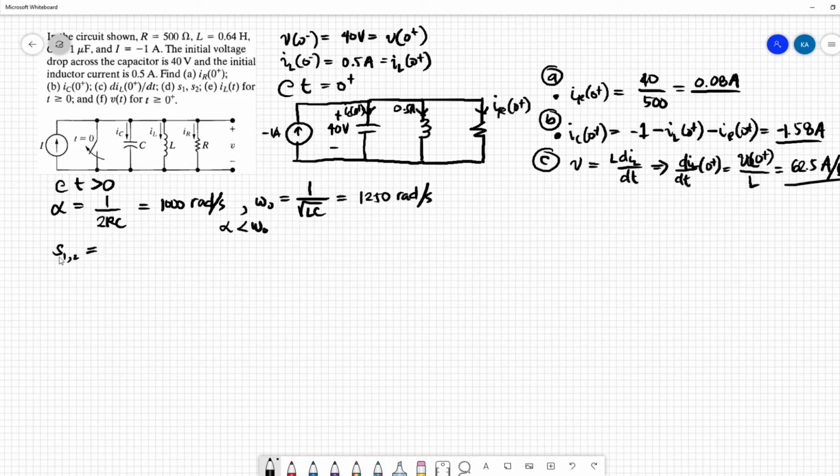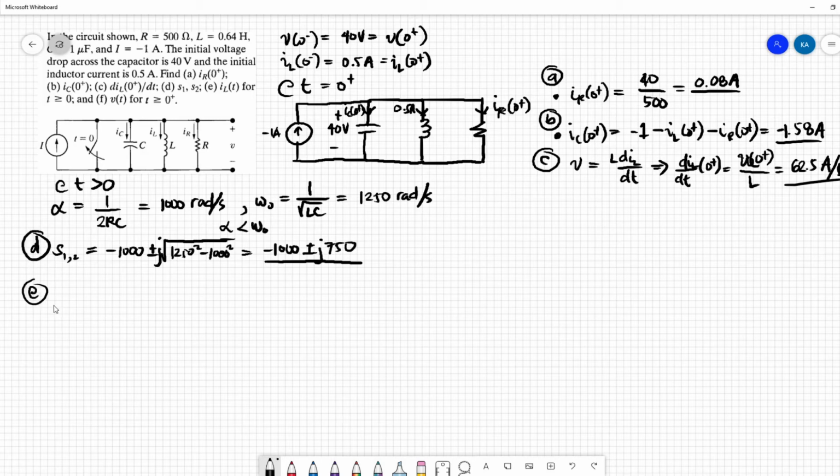Now since alpha is less than omega naught, S1 and S2, the roots, are equivalent to negative 1000 plus or minus the square root of 1250 squared minus 1000 squared, equivalent to negative 1000 plus or minus j750. We have the answer for D.